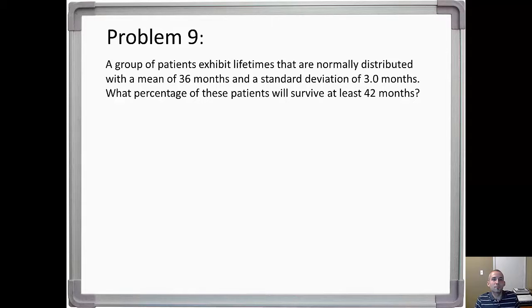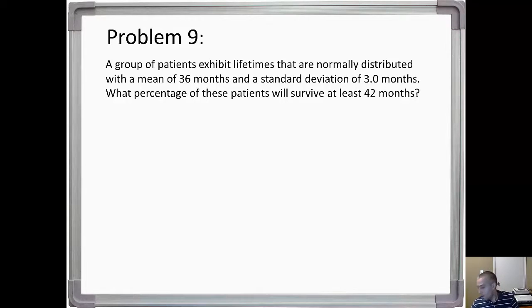Okay, so problem 9. A group of patients exhibit lifetimes that are normally distributed with a mean of 36 months and a standard deviation of 3 months. What percentage of these patients will survive at least 42 months?